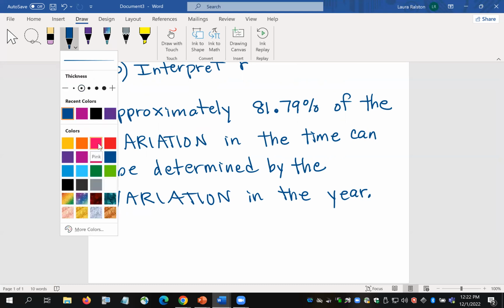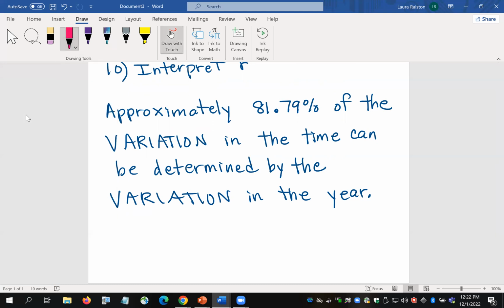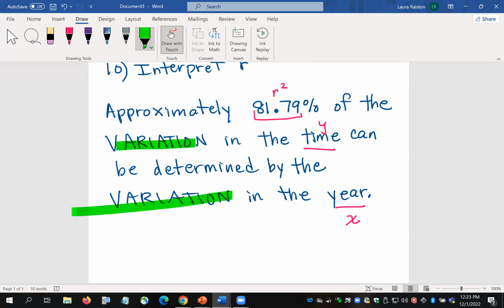Now, real quickly, and then I'll be done. I'm sorry to have kept you over. This statement is pretty much the same every time. You have to change the R squared value. The variable that comes first is always the Y, and the variable that comes second is the X. And the other important piece is you have to include the word variation. So that finishes the review sheet.